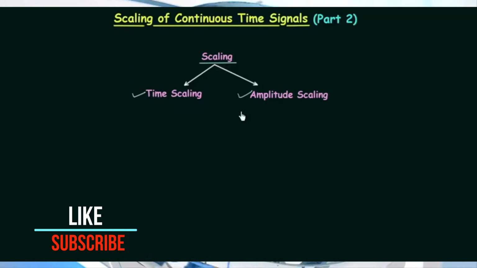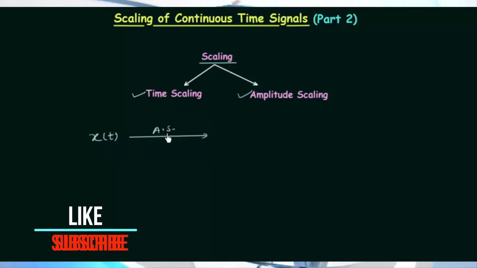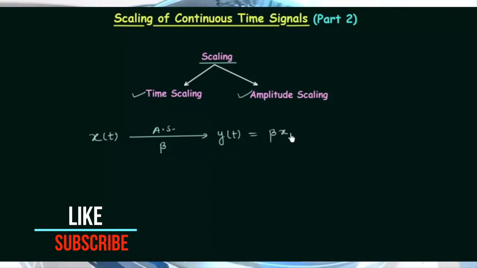In case of amplitude scaling, we multiply the amplitude of a signal by a real number. Let's say the original signal is x(t), and we perform the amplitude scaling in which we multiply beta, where beta is a real number, to the amplitude of the signal x(t). After the amplitude scaling, let's say the new signal is y(t), and it is equal to beta times x(t), where beta is a real number.